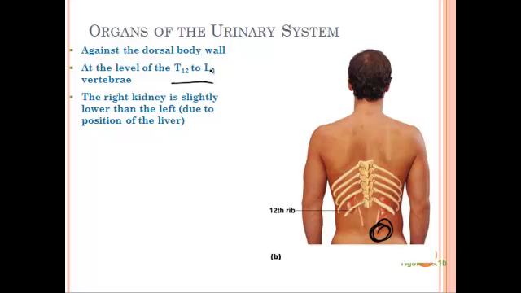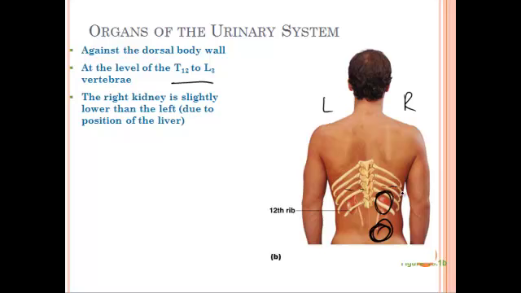Vertebrae-wise, they're just at the end of the thoracic vertebrae to the beginning of the lumbar vertebrae, so T12 to L3. And so they are protected, at least somewhat, by the rib cage. Another interesting thing is that the right kidney, thinking on your right side, is going to be a little bit lower than the left kidney.